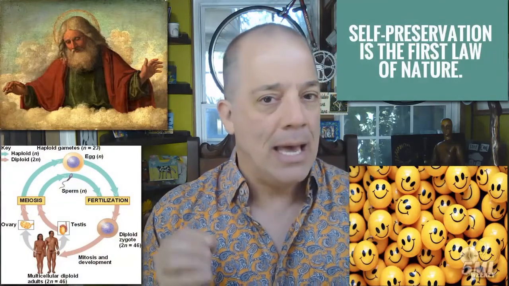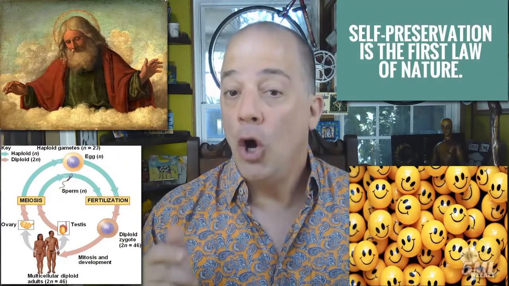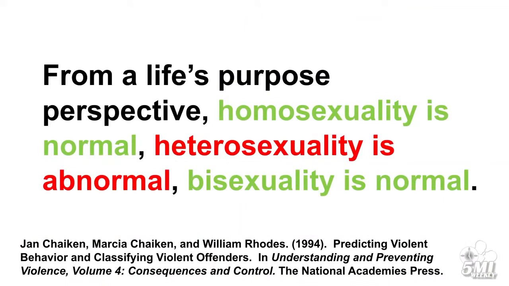Lastly, whether homosexuals, heterosexuals, or bisexuals are normal from a life's purpose perspective is obviously dependent upon one's definition of the purpose of life. Whether one's definition is rooted in God or happiness or self-preservation or reproduction, bear this in mind. Heterosexuals by far are more likely than homosexuals or bisexuals to be violent towards others, to be homicidal, and to sexually assault adults, children, and their own family members. With these acts of violence in mind, heterosexuals from a life's purpose perspective are abnormal, whereas homosexuals and bisexuals from a life's purpose perspective are normal.